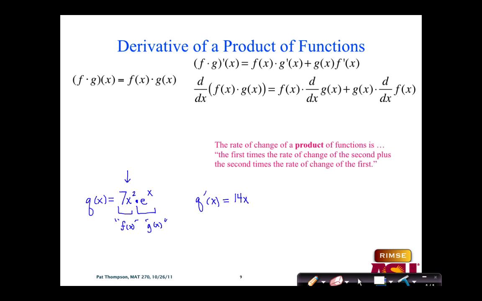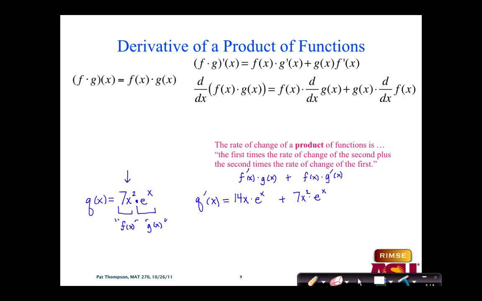times the original, so this is f prime of x, times the original other factor, g of x, e to the x, plus, other way around, the original first factor, 7x squared, times g's derivative. What's the derivative of e to the x? e to the x. So it doesn't look like we took the derivative of it, but we did. This is the derivative of this specific product.